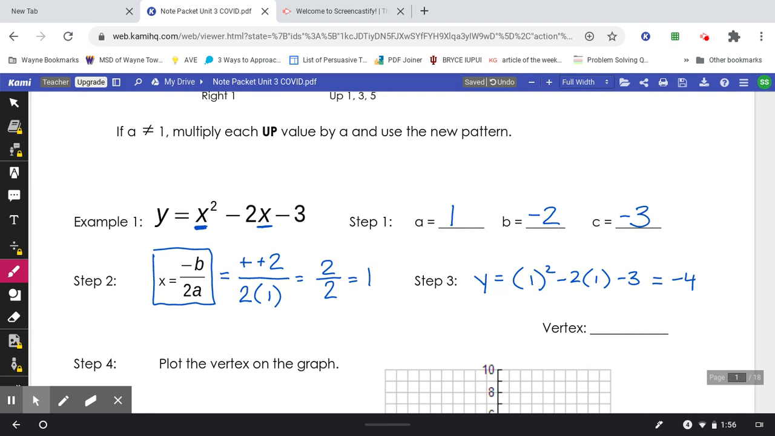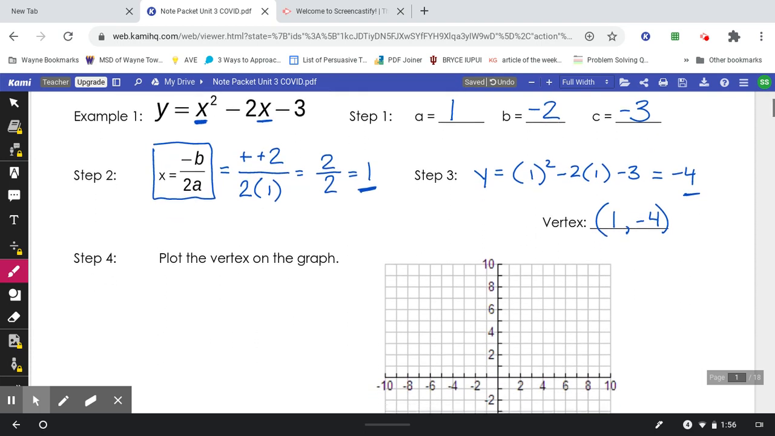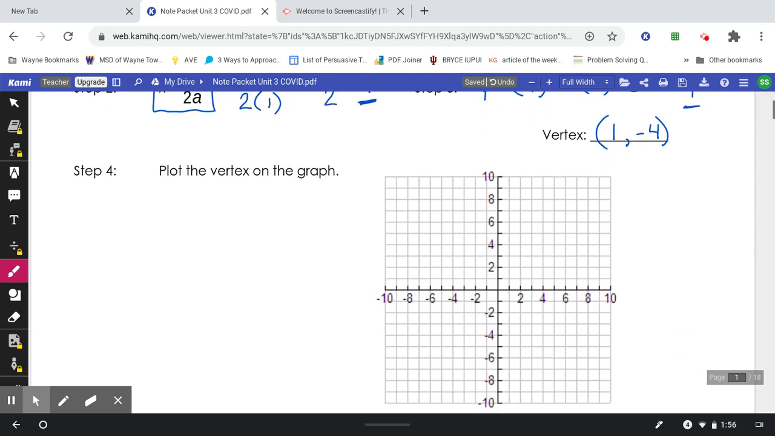So my answer for my vertex, the main part of my quadratic, my parabola, is going to be the point 1 from right here and -4 from right here. Once we have our vertex, we are going to plot it on the graph. So I'm going to plot the point 1, -4, 1 over and 4 down.